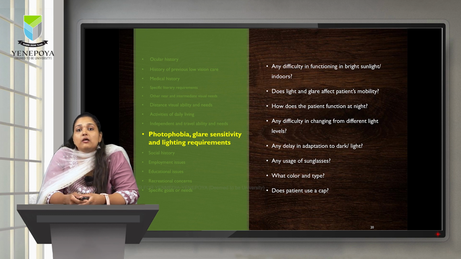Any use of sunglasses? If they are using sunglasses, what color and what type are they using, and who has prescribed it? Or whether the patient uses a cap. Some patients don't go to any ophthalmologist or optometrist, they are busy with their daily life activities. So when we ask them if they have a problem with light, they might not be able to tell us, yes I have, but what we observe is they will be wearing a cap inside the clinic itself. So that cap represents that they have a problem with the light.